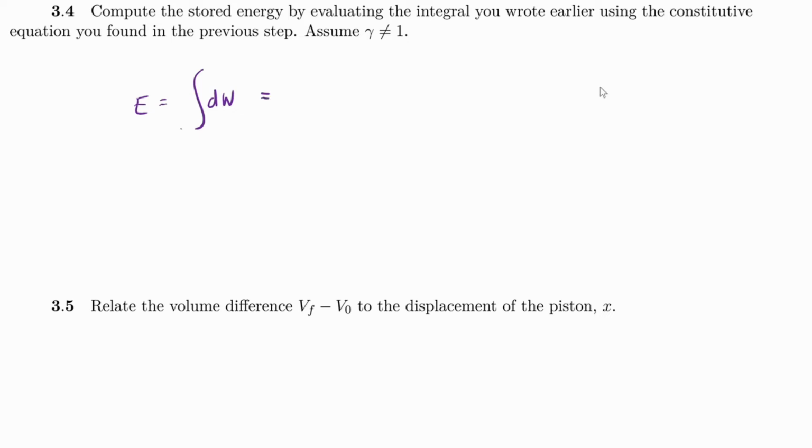So now we're supposed to actually compute the stored energy by evaluating the energy integral that we wrote earlier. So we have to substitute in the constitutive equation. We write that the integral is the integral of P atmosphere minus P0 V0 to the gamma times V to the minus gamma dV. Here we've solved for the gas pressure and plugged it into this integral so that we have an integral with respect to the volume V.